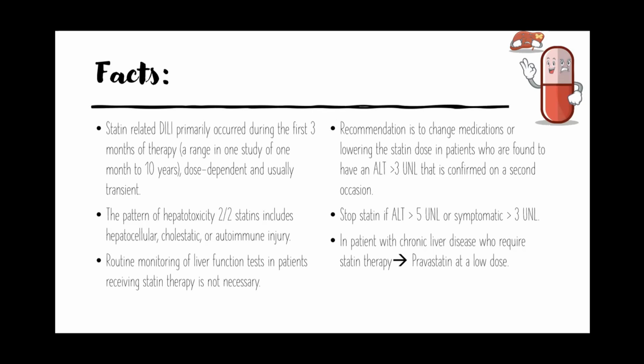If the patient has symptomatic liver injury, like fatigue, nausea, vomiting, jaundice, abdominal pain, and ALT more than 3 times, then at that point we need to stop it. Or if it's asymptomatic with more than 5 times upper normal limit, we need to stop it. So only these two: either ALT more than 5 times upper normal limit, or more than 3 times upper normal limit with symptoms. Otherwise, there is no need to stop it, just monitor the patient, and most likely it will be transient and resolve by itself.